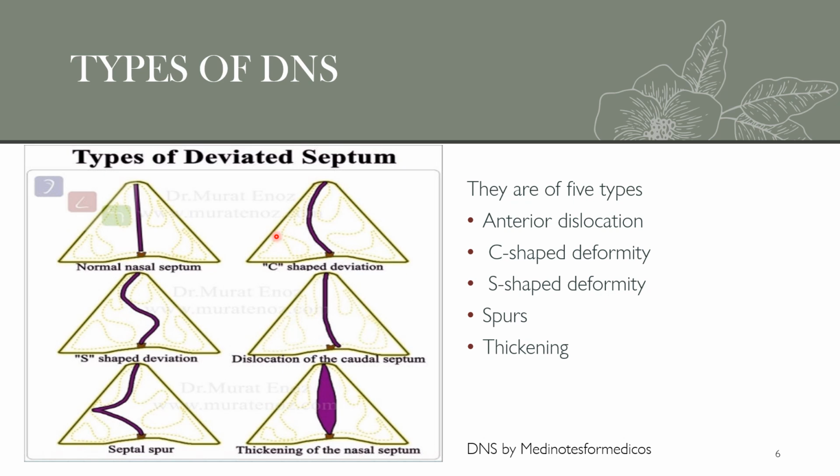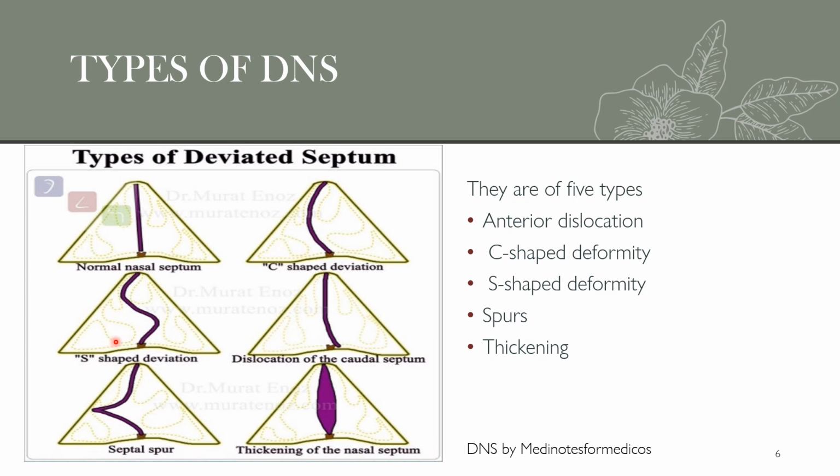Then we have the S-shaped deviation. Usually this causes a unilateral blockage of the nose. When we go for bilateral obstruction, S-shaped is one of the bilateral nose deviation causes, and it is either vertical or anteroposterior in plane. So it is S-shaped over here.